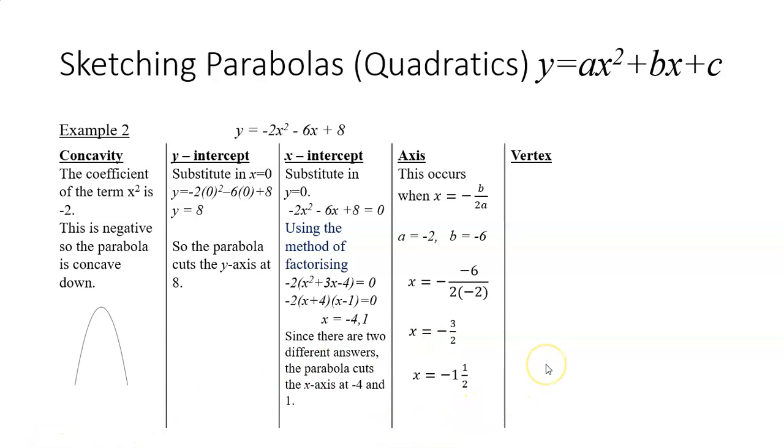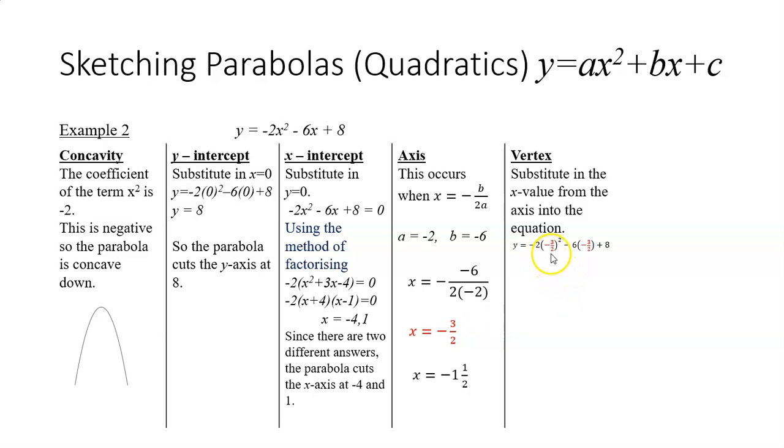Okay, so let's go and find the coordinates of the vertex. To do that, we're going to substitute our x value from our axis, which is this. I'm going to use -3 on 2 because it's easier to substitute in. However, you could change it to a decimal and use -1.5. That's easy to substitute in too.